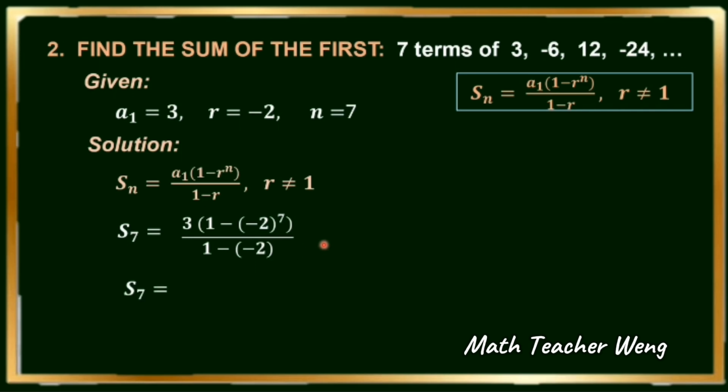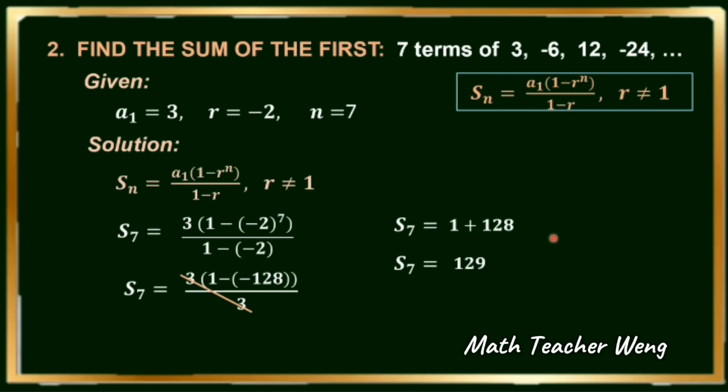So we work on the numbers inside the parentheses. We have 3 times 1 minus negative 2 raised to the 7th power, which is negative 120. Then all over 1 minus negative 2, which is positive 3. Then we can see here that 3 is divisible by 3. So we are left with S sub 7 equal to, now this 1 minus negative will become 1 plus 120. So our final answer is 129. That is S sub 7, the sum of the first 7 terms of the given sequence.